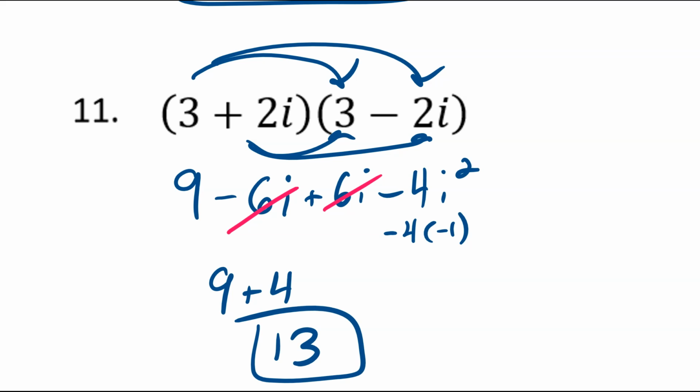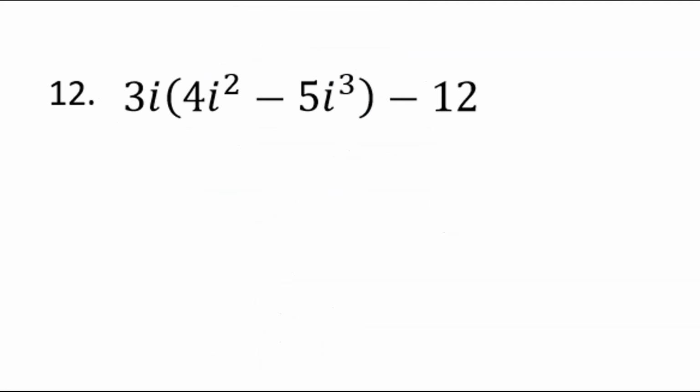So when I multiply two complex numbers where, notice, 3 plus 2i, 3 minus 2i, the only difference is the sign in between them, those are called conjugates, and when you multiply those, you should get a real number every single time. For number 12, you could either simplify what's in the parentheses first or distribute first.